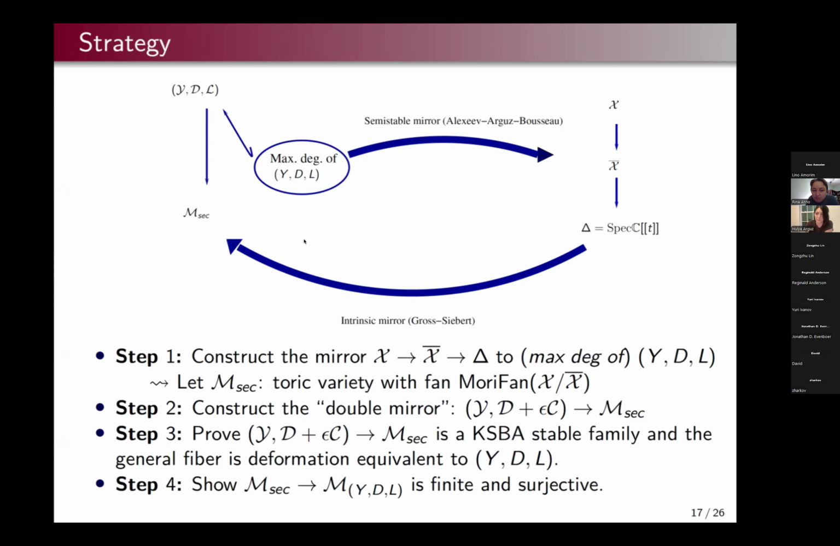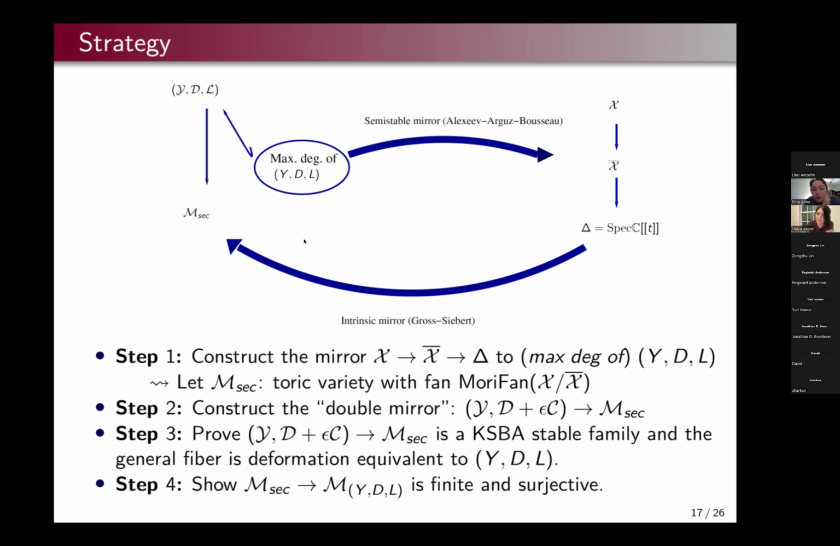But it's a Deligne-Mumford stack. And during all of this talk, whenever I talk about the KSBA moduli space, I mean the coarse moduli space, and I skip subtleties about stacky points and the stacky structure.